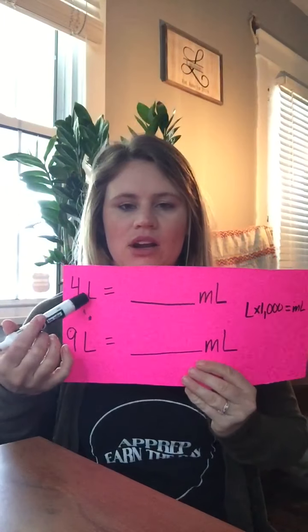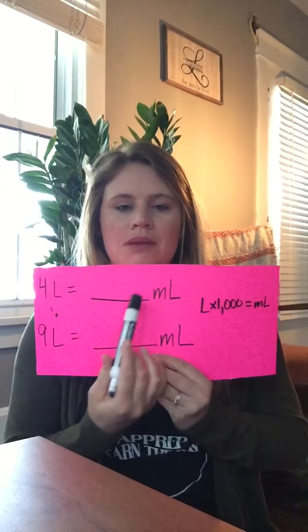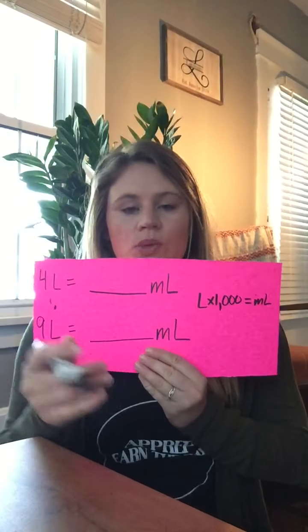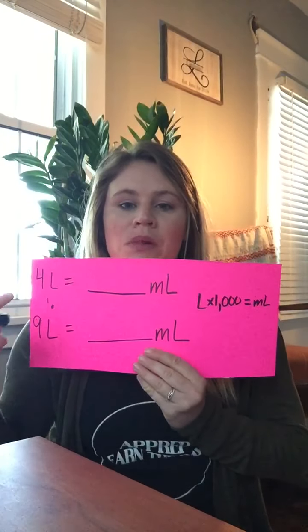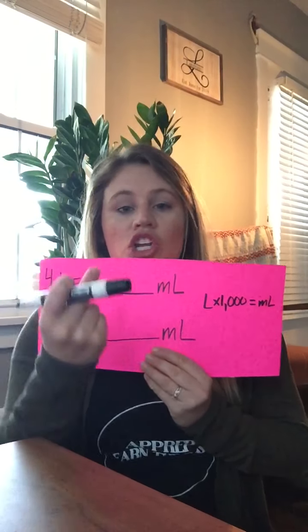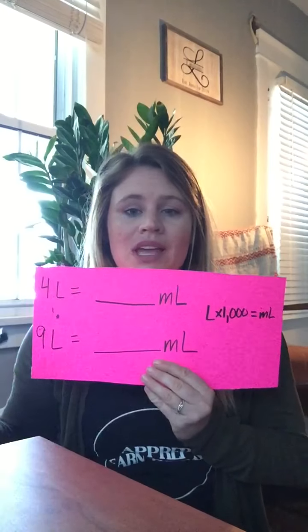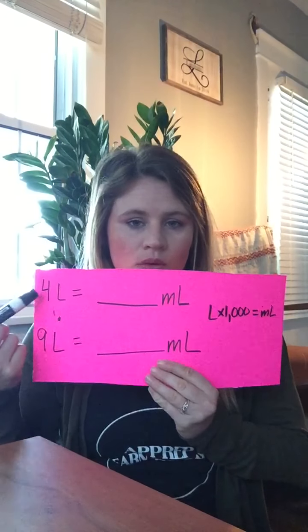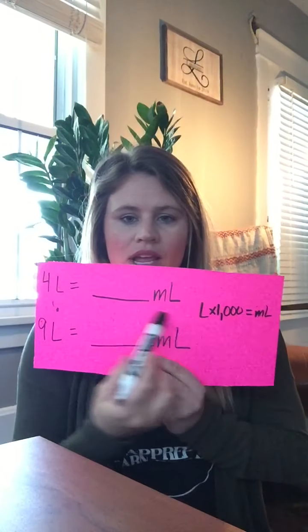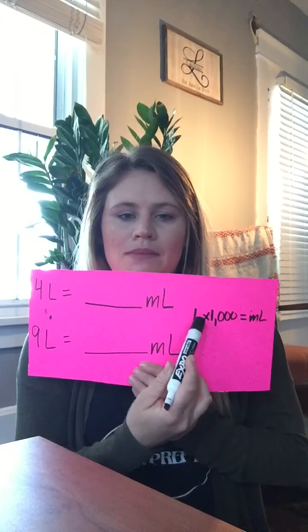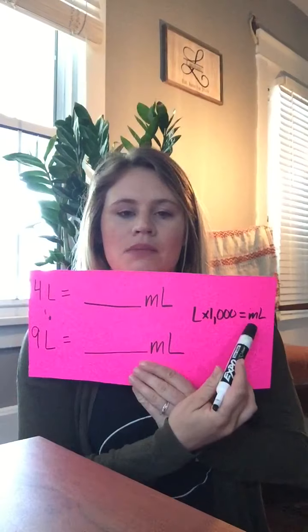We have 4 liters, and I want to know how many milliliters this is. So I've given you an equation. When you have an equation, if you can plug in the information, you're going to get your answer like this. I've given you the liter, 4 liters. So here's the liter, and I'm going to plug 4 in here, and then I'm going to multiply it by 1,000, and I'll get my milliliters.